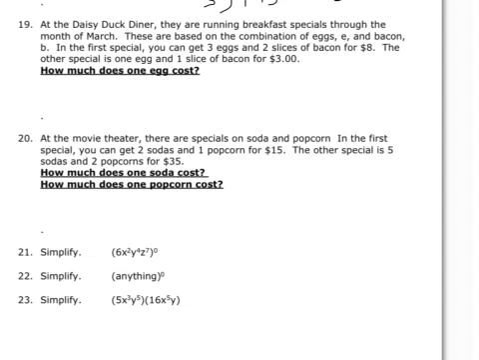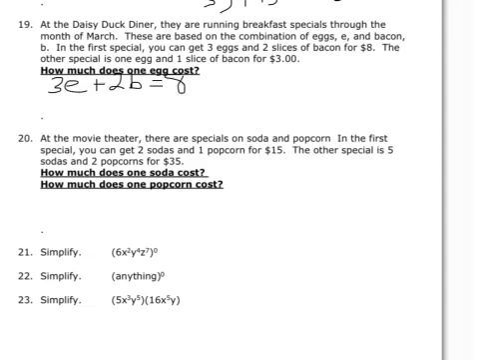So we're purchasing two things, and we're looking at eggs and bacon. They tell us eggs is E, bacon is B. So we're going to look at the two different specials. In the first special, you can get 3 eggs, so 3E, plus 2 slices of bacon, so plus 2B, and you would have to pay $8 for that combination.